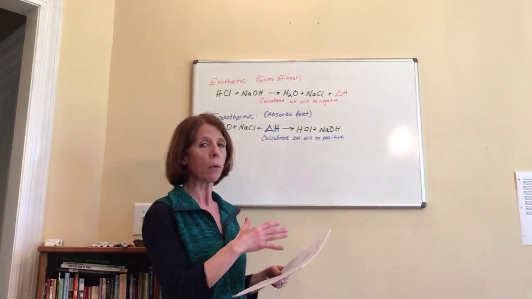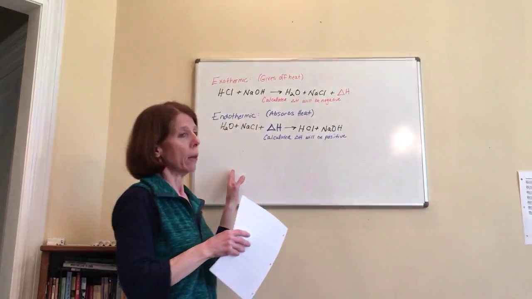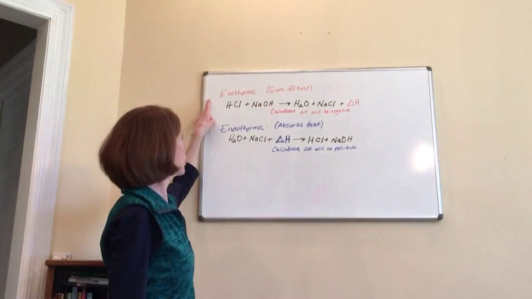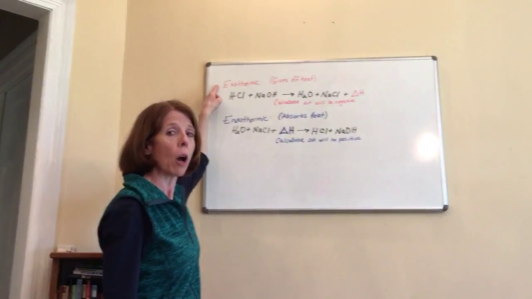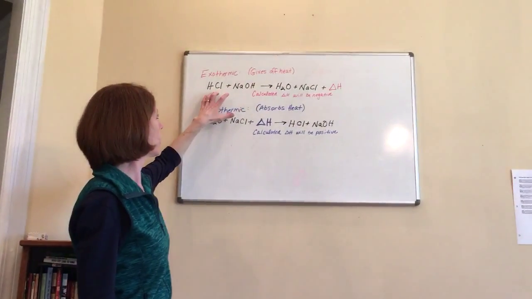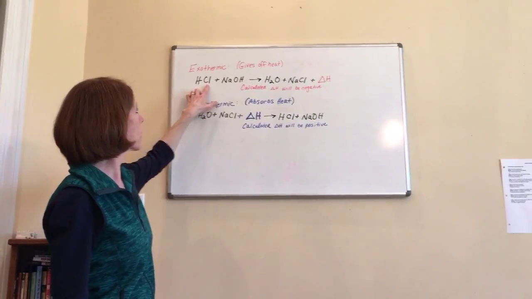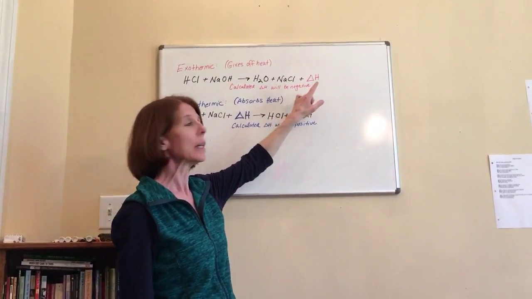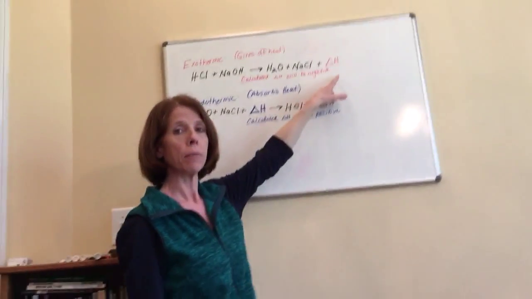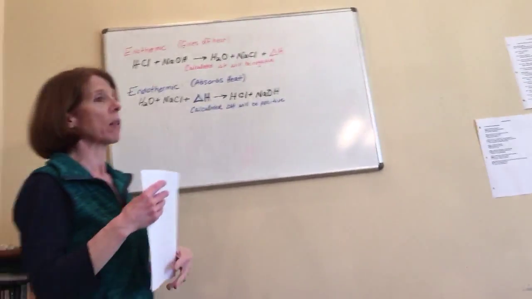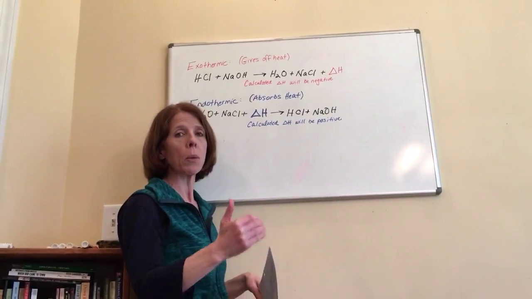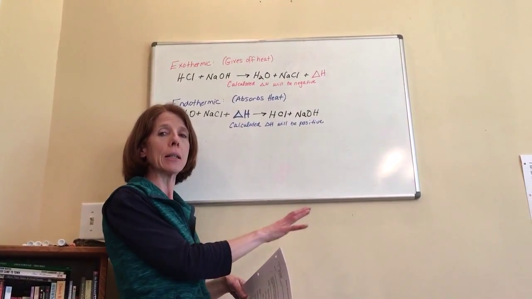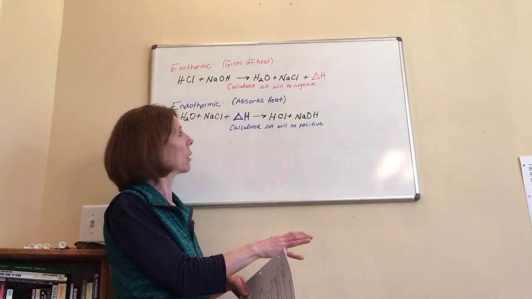Now, I just want to do a little bit of a review about our change in enthalpy. Now, we have two kinds of reactions. One reaction is an exothermic reaction, and that means it gives off heat. Here's an example of an exothermic reaction. Hydrochloric acid and sodium hydroxide will yield water and sodium chloride and energy. Okay? Last week we talked about the fact that when we have an exothermic reaction, we're going to go ahead and include our energy as a reactant in the chemical reaction.